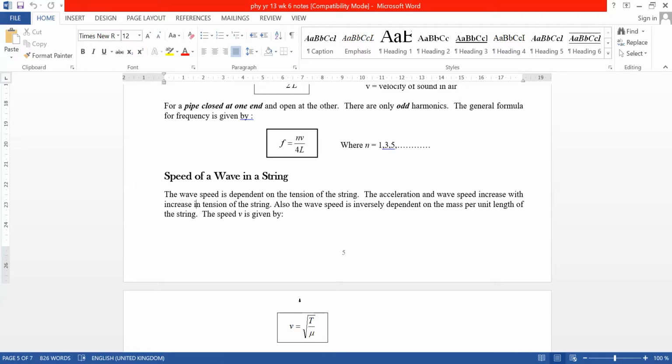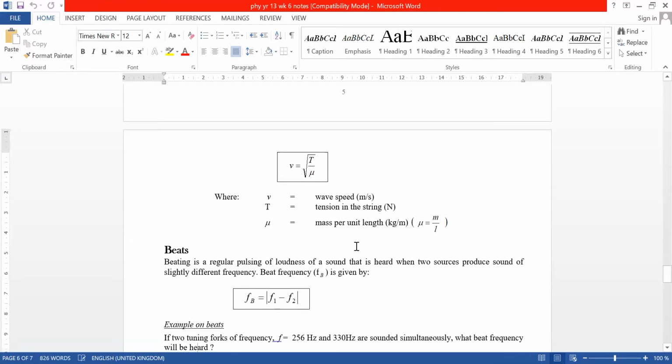Also, the wave speed is inversely dependent on the mass per unit length. If you have seen a guitar, the thickness of the strings on the guitar, there are 6, and all of them are different. That is what gives the different sound. The velocity of the wave depends on the mass as well. So you will see mass per unit length in the formula, that is mu. Mu represents the mass per unit length, given as mass divided by length, mass in kg and length in meters. So that is the formula to find velocity.